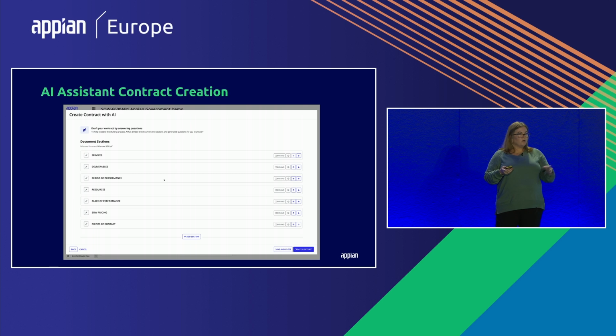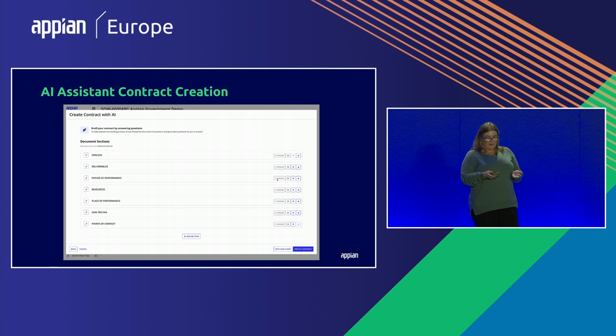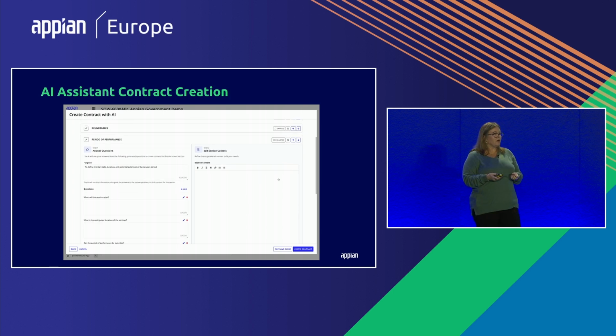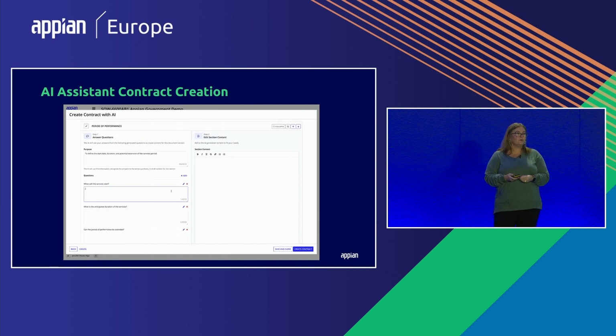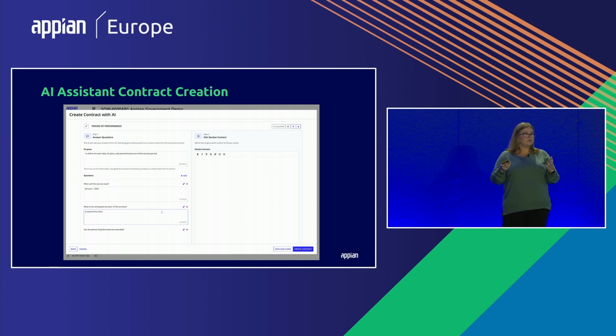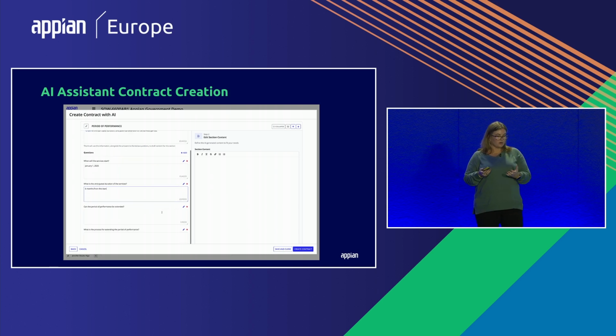Again, AI is helping the human. It's not doing all of the work. The human has to confirm this. So after I've got all of my sections done, I've got them in the order that I want, I can then go in and expand each section. And here AI has pulled out questions it thinks you need to answer based upon the reference document to fill in this and create this contract.